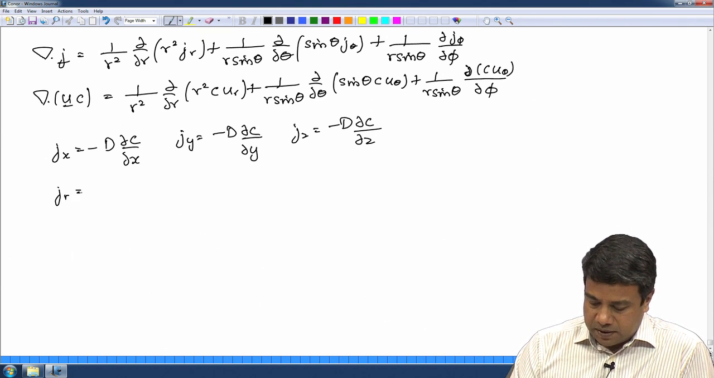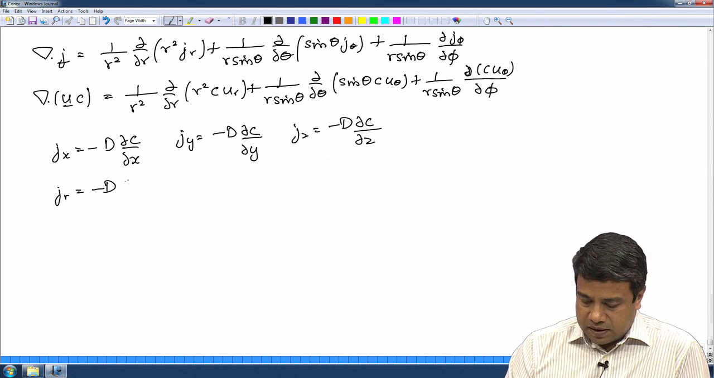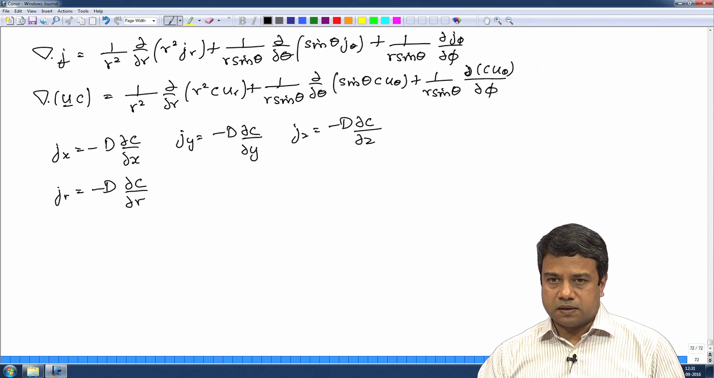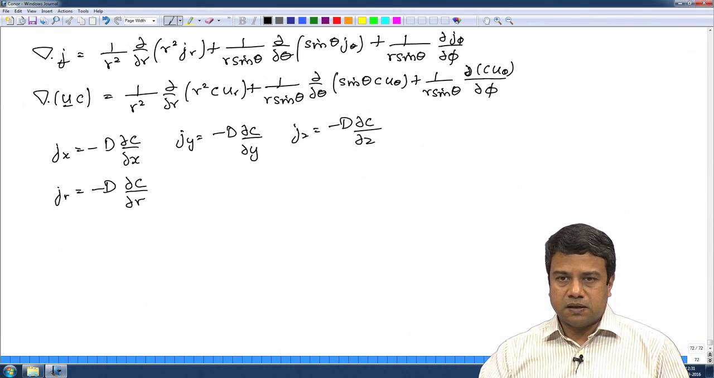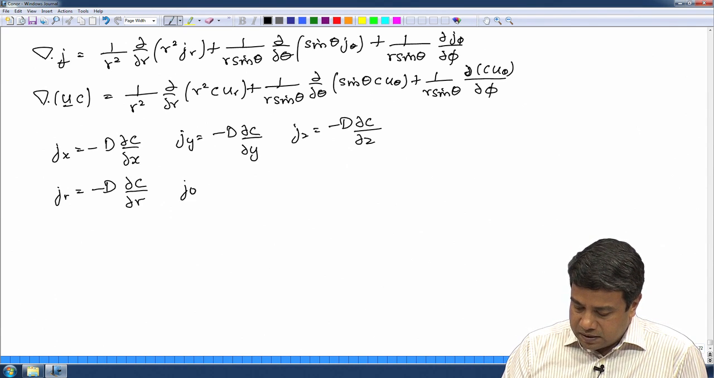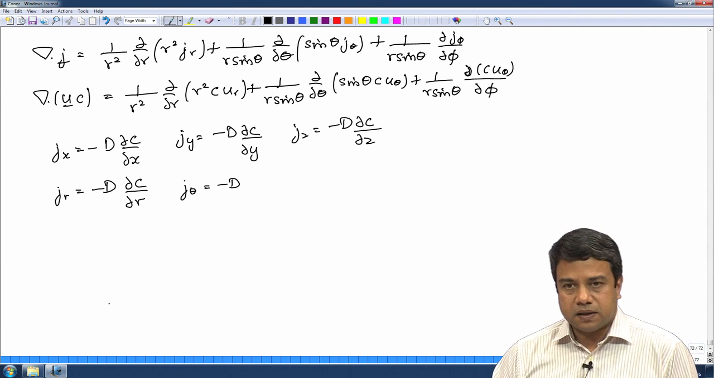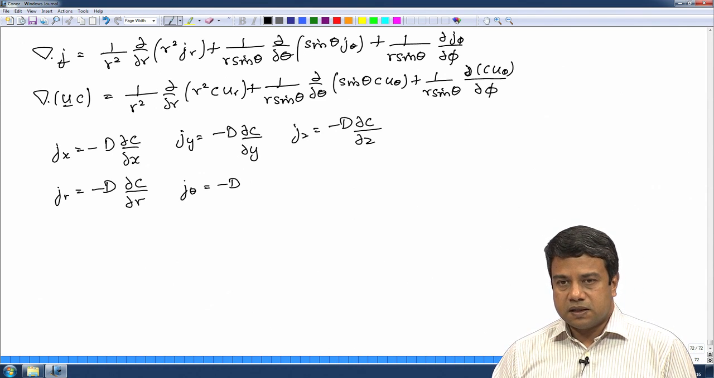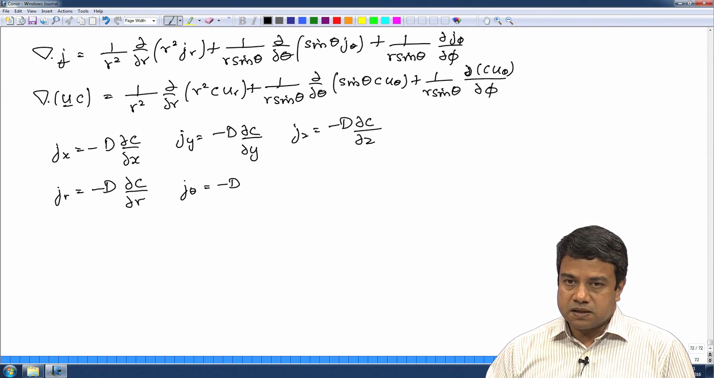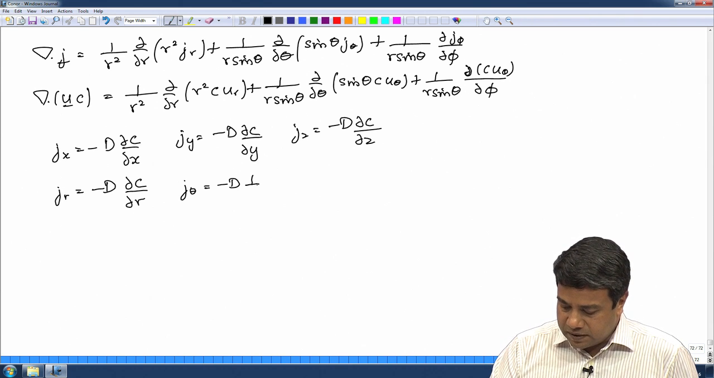So, therefore, J r will be equal to minus d times partial c by partial r, because when you go from r to r plus delta r, the actual distance moved is delta r. The flux in the theta direction is going to be equal to minus d. When you go a small increment in the theta direction from theta to theta plus delta theta, the distance moved is r times delta theta. Therefore, you will get 1 over r partial c by partial theta.